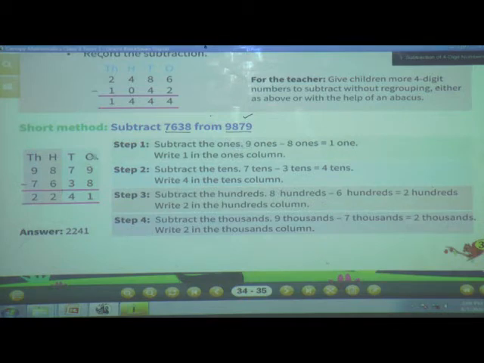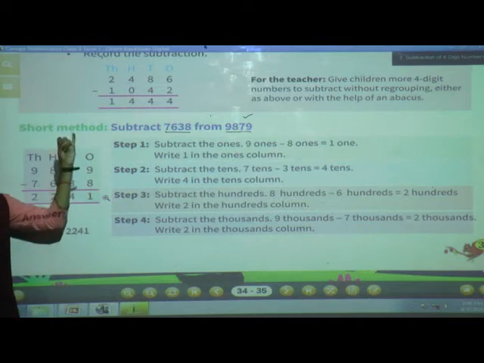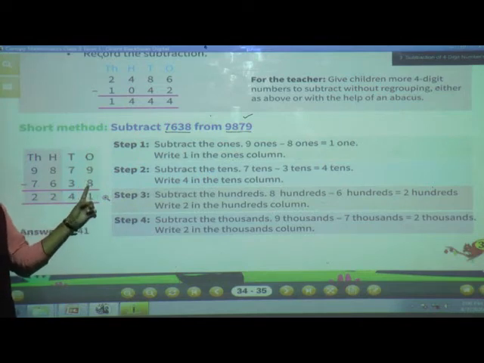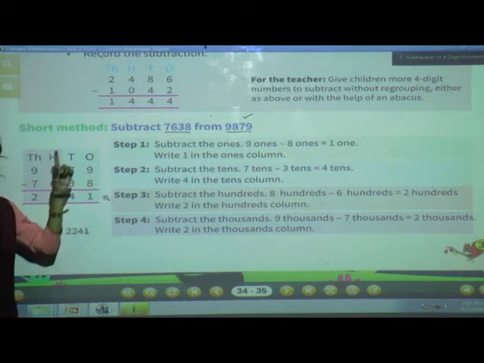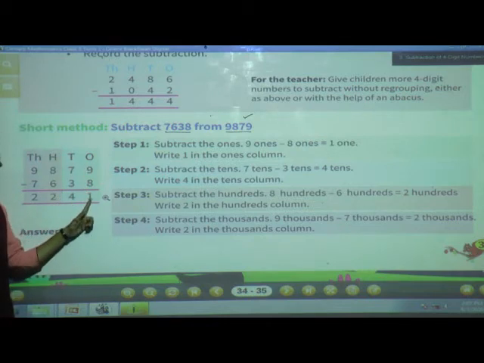That is, we have to start from the ones place. Now here 9 ones minus 8 ones. Now 9 minus 8 we have to do. Okay. 9 minus 8. So after 8 you have to count your fingers till 9. So after 8 count your fingers 9. Only 1. So 9 minus 8, 1.